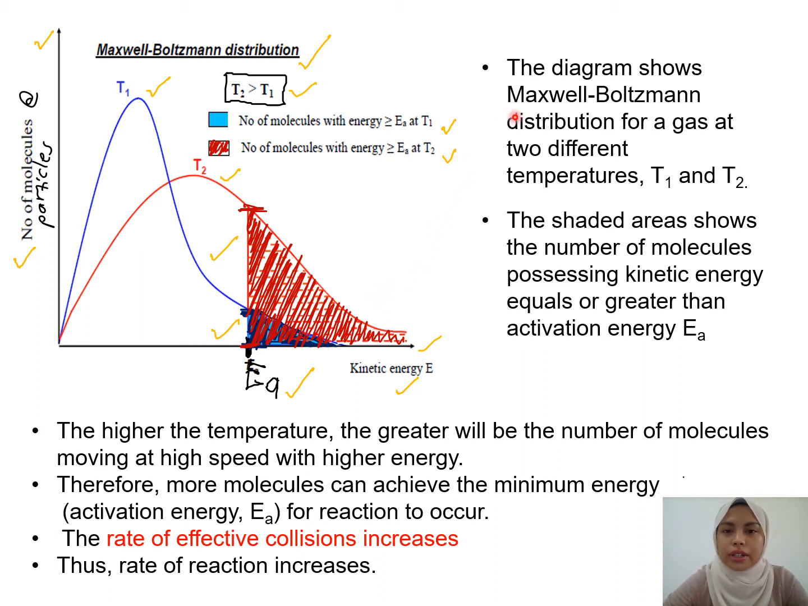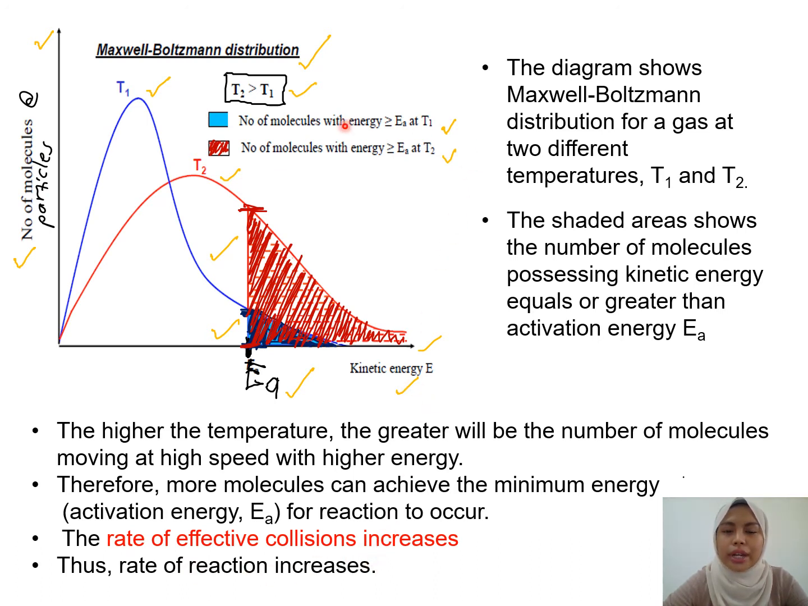Okay, so bila nak menerangkan this Maxwell-Boltzmann distribution curve, you bolehlah bagi tahu this diagram shows the Maxwell-Boltzmann distribution curve for a gas at two different temperatures, which is T1 and T2, and the shaded areas represent the number of molecules ataupun number of particles yang ada kinetic energy that is equal to or greater than activation energy EA. EA ni ialah activation energy. Okay, and then the higher the temperature, the greater the number of molecules will move at a high speed with a higher energy. Therefore, more molecules can achieve the activation energy for a reaction to occur, and dia akan membuatkan the rate of effective collision increase, and therefore the rate of reaction will increase as well.